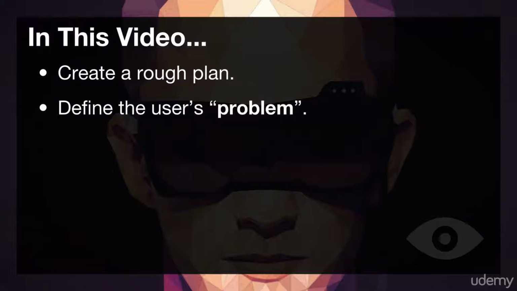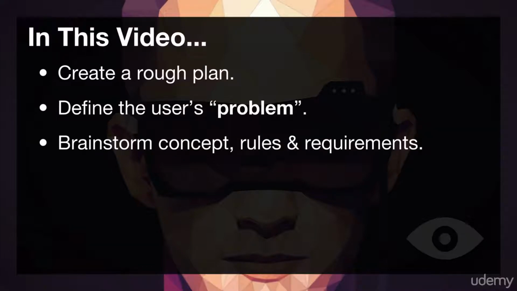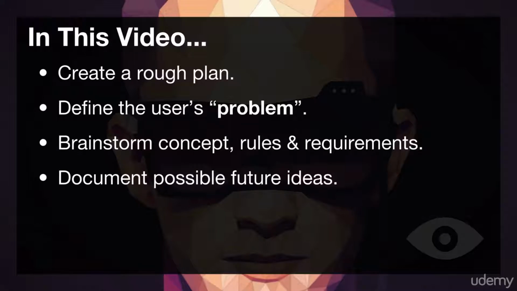The reason for this is we really want to get in the user's head when we're designing a game. We want to know what makes them tick, why we are creating this game, and what problem we are solving for them. Then we're going to brainstorm the core of the game design document, the concept, rules, and requirements. We'll get into details of what each of these is in a little bit. And then we're going to document possible future ideas because we don't want scope creep too far on us. We want to know what things we're going to do in the future, but not now. So it's a no list.